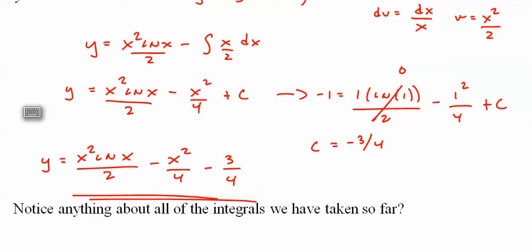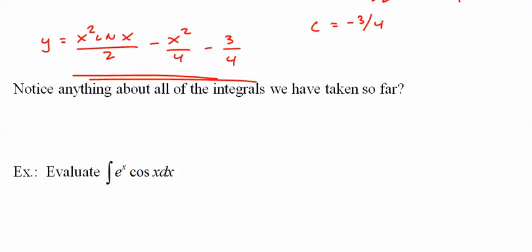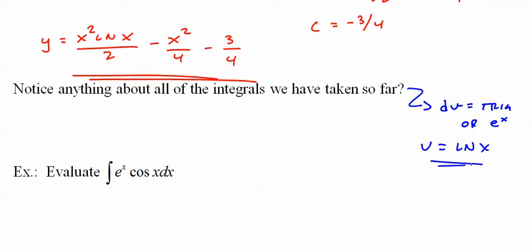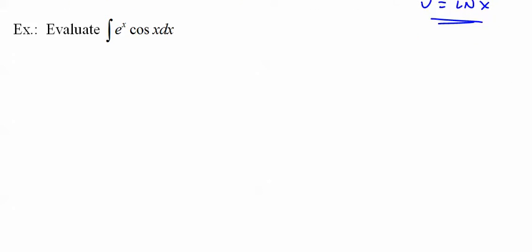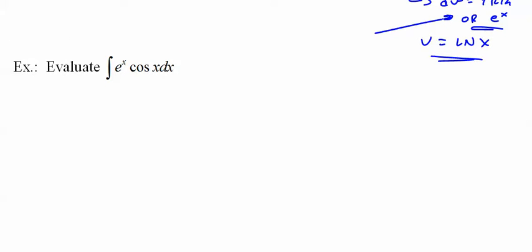So now we look at the tricks. And if you notice anything about the integrals we've taken so far, we always said dv equals the trig or the e to the x, but we also said u equals the ln of x. Watch out for those. That's just something you want to be paying attention to. Another one that never actually works, and I just have to break my rules right now. Well, wait a minute. Which one is it? Well, if they're together, then you say u equals the e to the x.